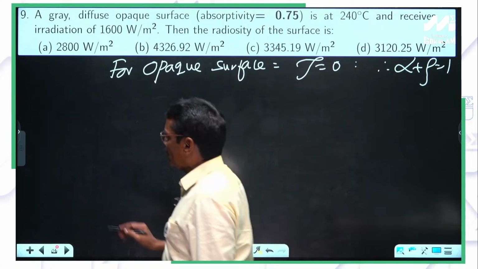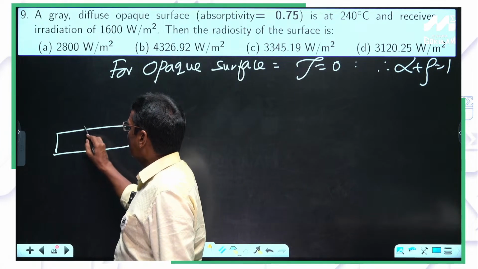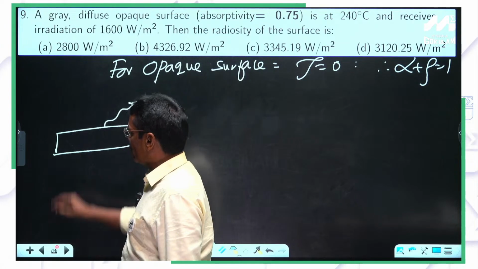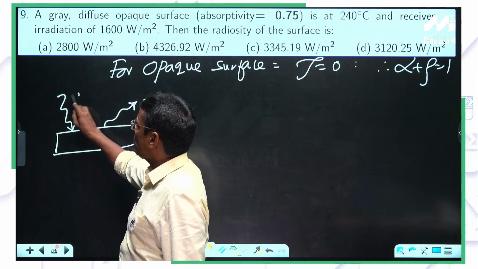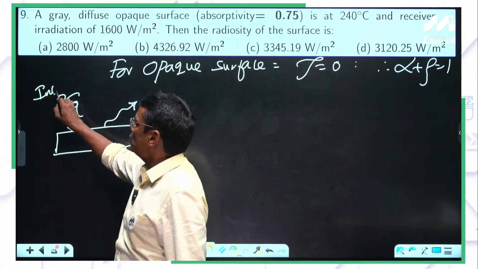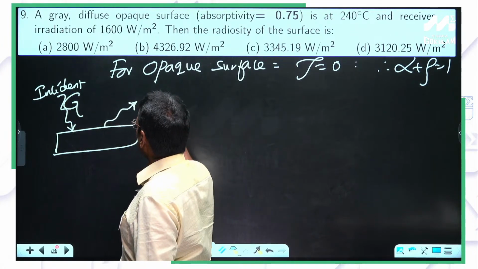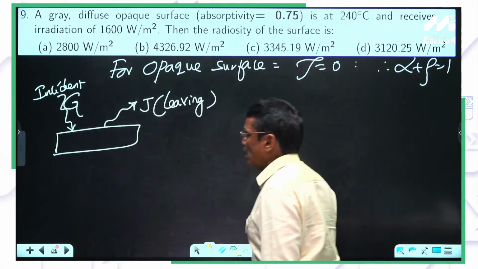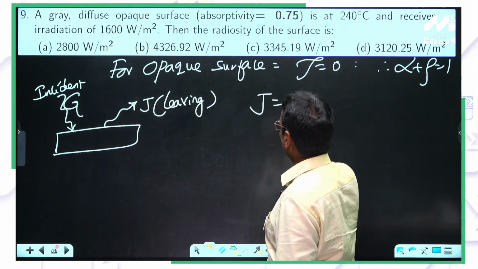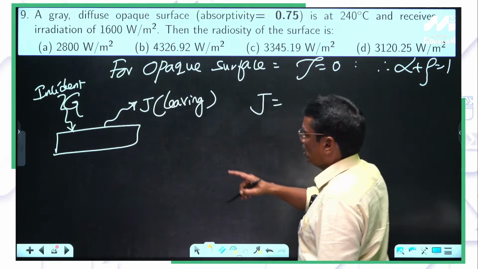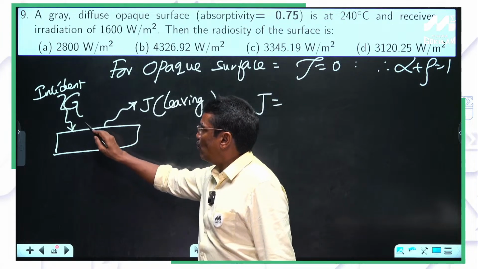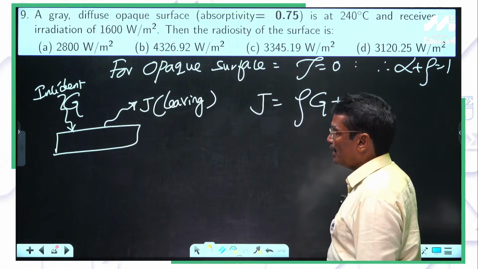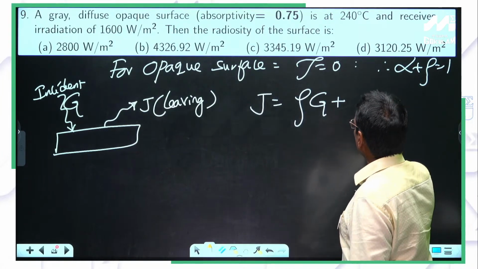Radiosity, what does radiosity mean? If there is a body, radiosity means the total radiation leaving a surface. Irradiation means the total amount of the incident radiation. This is the incident, this is the leaving. This is called radiosity. J is the radiosity, incident is the irradiation. I can write J like this because the total energy leaving will be the reflected energy, rho G, plus the emitted energy, epsilon into E B.